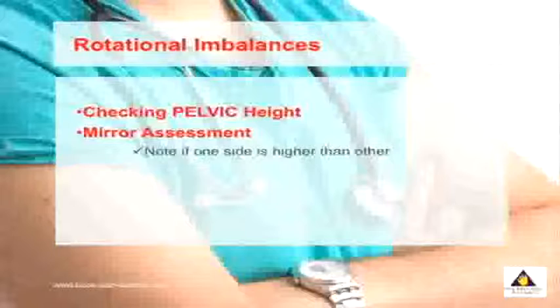Now the first test is very simple. All you're doing is looking at your pelvic height. So all you do is look in a mirror and note if one side of your pelvis is higher than the other. Now, there are two landmarks that you can use. The first is what's called the ASIS, which are the bumps on the front of your pelvis, or alternately, you can just place your hands on top of your hips.